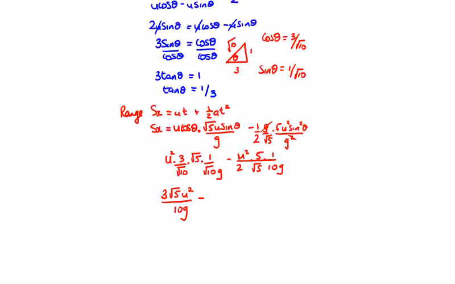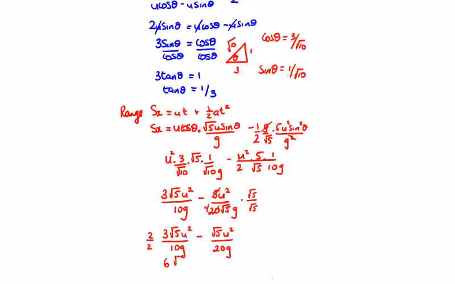minus 5u squared over 20 root 5g. That will simplify to 1 over 4 root 5, and I multiply this one by root 5 over root 5. Let's see what happens. 3 root 5 u squared over 10g minus root 5 u squared over 5, root 5 by root 5, which is 5 by 4, which is 20g. If I make the first one over 20g, it's going to be 6, multiplying top and bottom by 2.